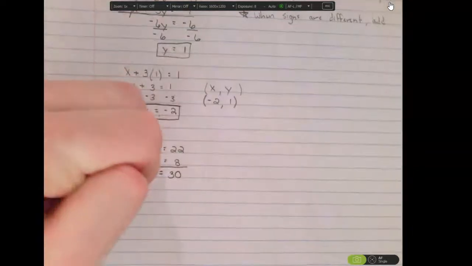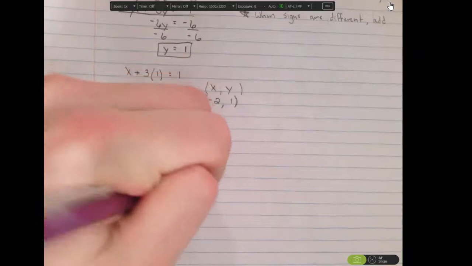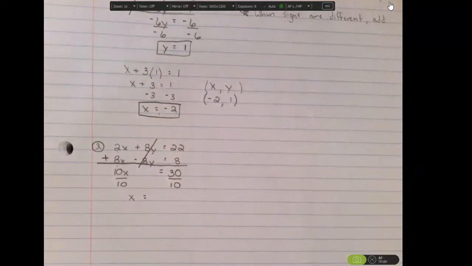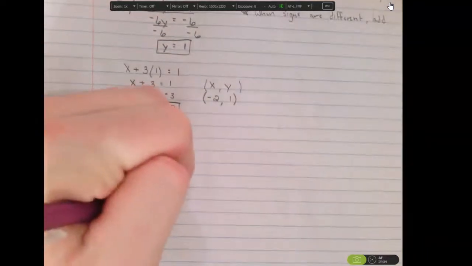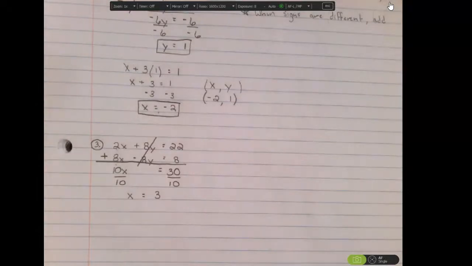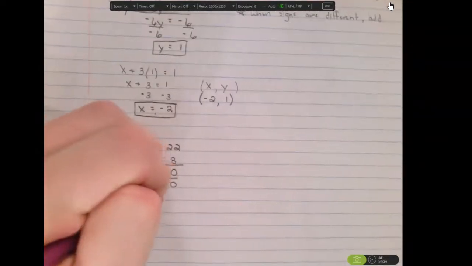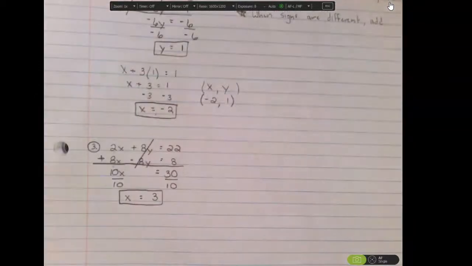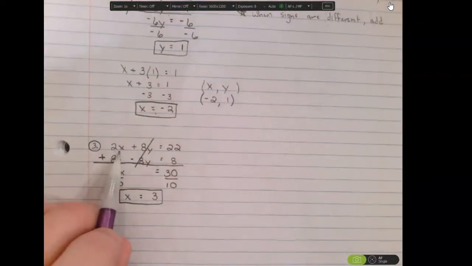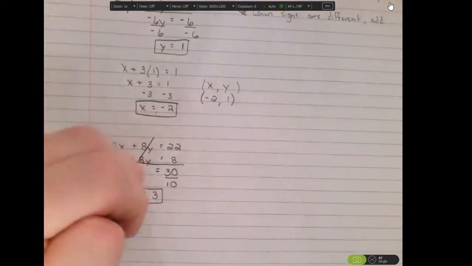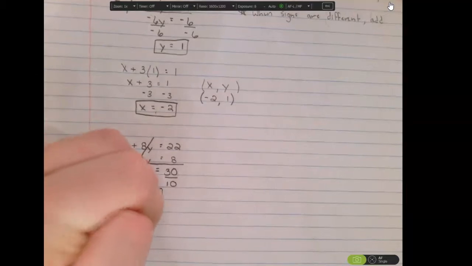Get x by itself. I'm going to divide by 10 on both sides. X is equal to 30 divided by 10, which is 3. All right, again, I want to find now my y. I have my x value. Now let's find my y value. Take your 3, plug it in for x. It does not matter which one of these you plug it into. I'm going to do the first equation this time, just to kind of show you. It doesn't matter which equation you're using.